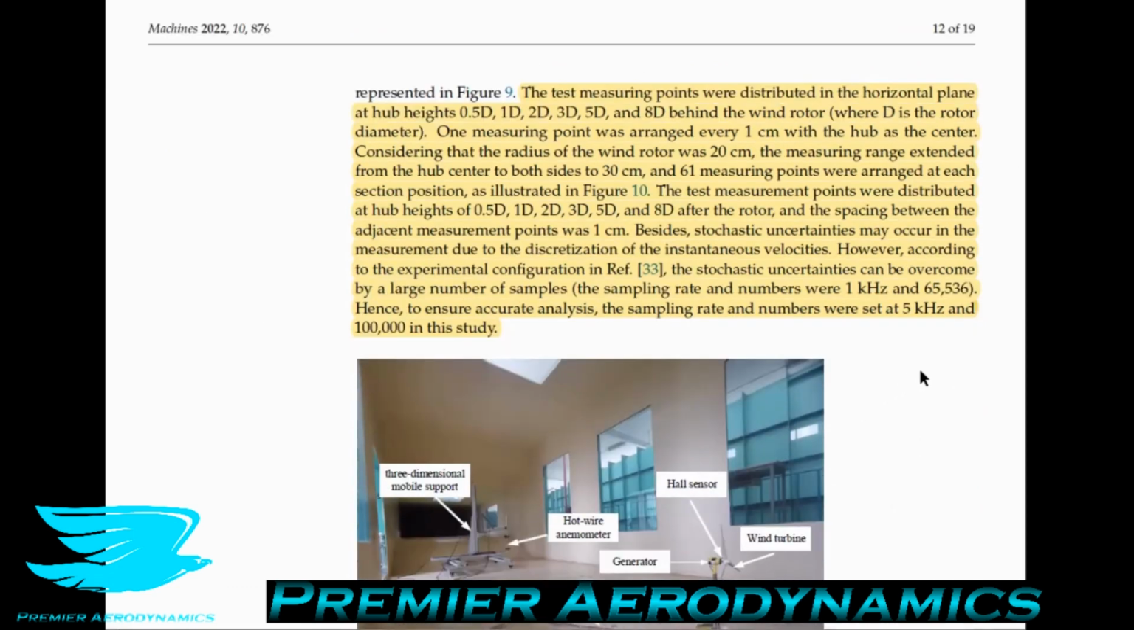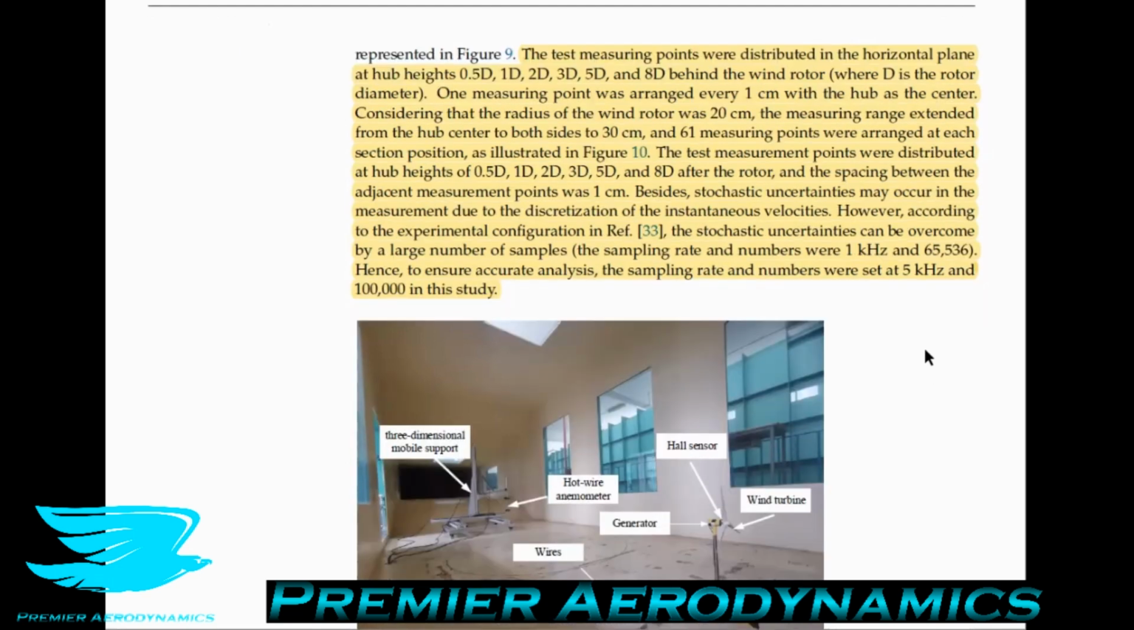One measuring point was arranged at every 1 centimeter from the hub outwards. Considering that the radius of the wind rotor was 20 centimeters, the measuring range extended from the hub center to both sides to 30 centimeters. So that means that there were 61 measuring points in total along the horizontal axis, effectively through the wake of the wind turbine.